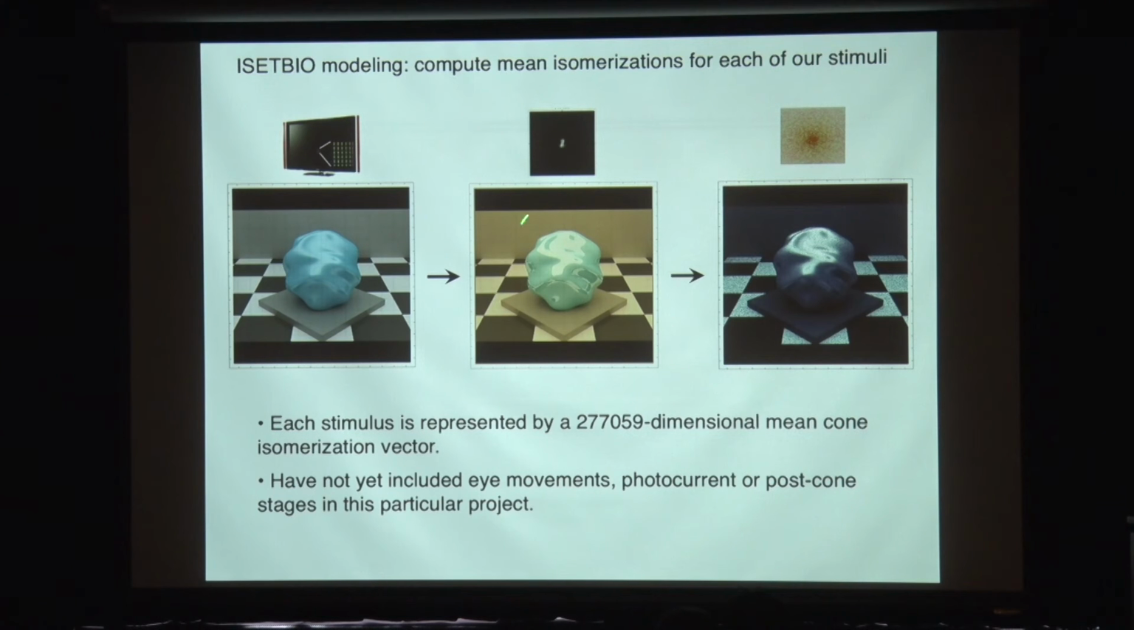And for this particular experiment, we modeled 15 by 15 degrees of visual angle, which was the size of the stimuli. And so there are 277,059 cones in that model mosaic. And so each stimulus, basically, as it is passed through early vision, is now represented by a very high dimensional vector. And as I say, we didn't include eye movements or photocurrent in this modeling.